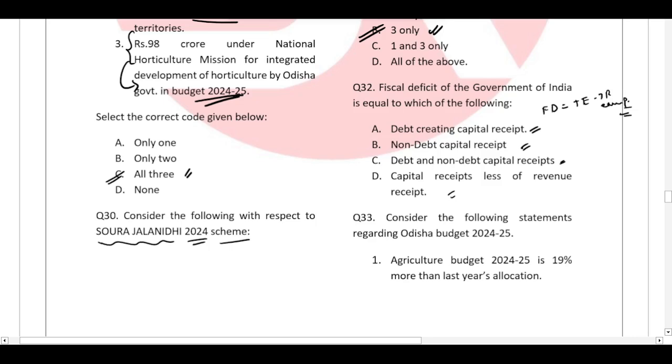So we know that fiscal deficit shows how much the government should borrow. So it is equal to the government's debt creating capital receipts. Debt creating capital receipts is nothing but the borrowing. When the government takes a debt from, say, the public or other multilateral financial institutions, it will create a debt on the government, and because it is for long term, it is known as capital receipt. So hence fiscal deficit will be equal to debt creating capital receipt, and option A is the correct answer.